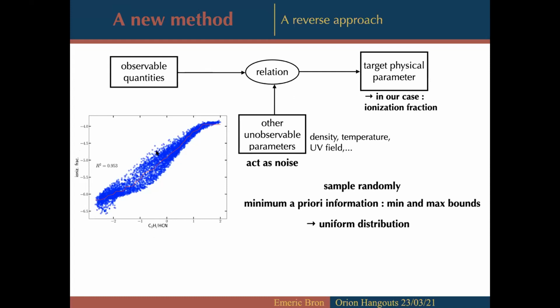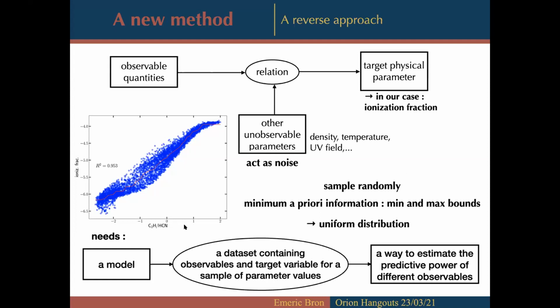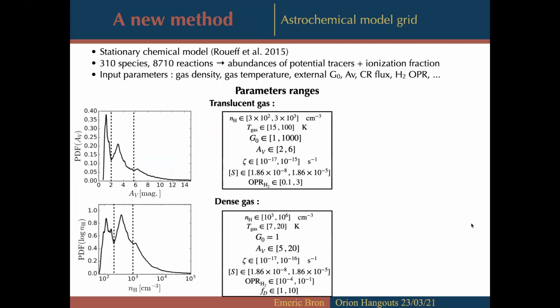the smallest. So here, in order to introduce the minimum amount of a priori information, when we sample over the unobserved parameters, we sample with a uniform distribution with simply minimum and maximum bounds corresponding to the realistic range of values. And then what we will need is first an astrochemical model to produce a data set that contains both the observables and the target variable. And then based on this data set, a way to estimate the predictive power of each of the potential observables. So let's start first with the model.